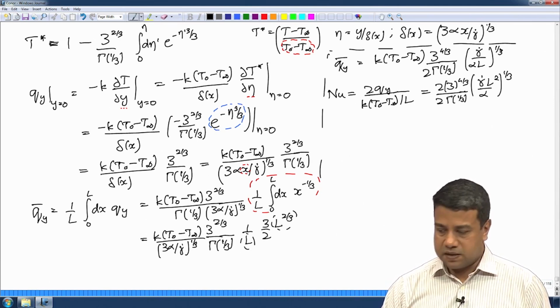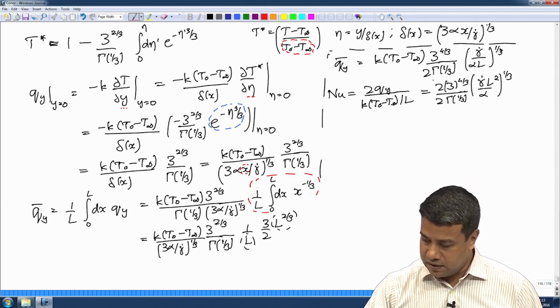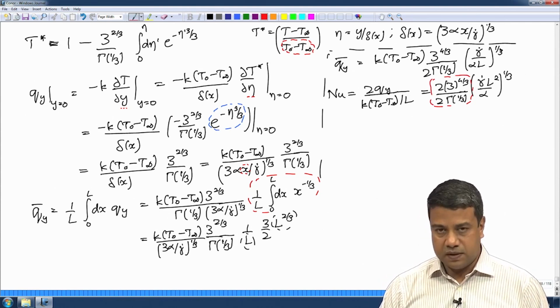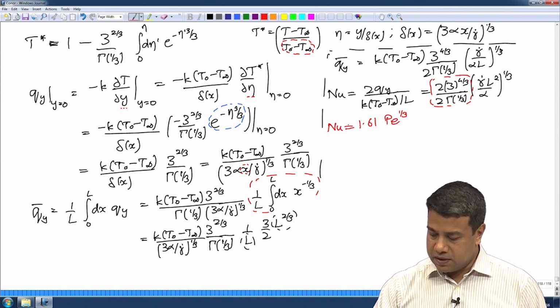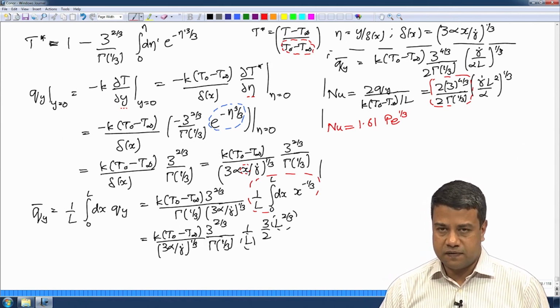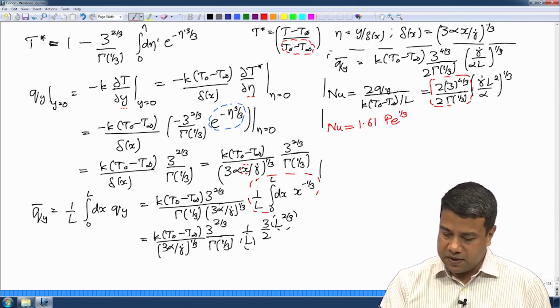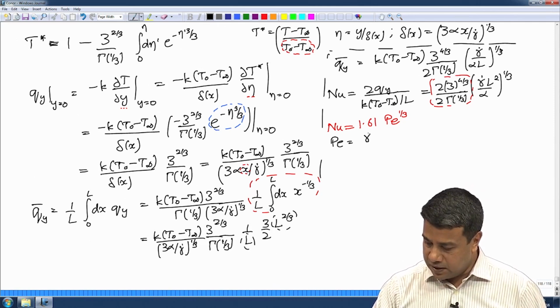The non-dimensional flux is the Nusselt number that you get as some constant times Peclet number to the plus 1/3 power. That constant, if you work it out, turns out to be about 1.61 times Peclet number to the 1/3 power. So, this is the correlation for the heat transfer for the flow past a flat plate. Nusselt number is about 1.61 times Peclet number to the plus 1/3 power, where the Peclet number is defined as (gamma dot L square by alpha) whole power 1/3.